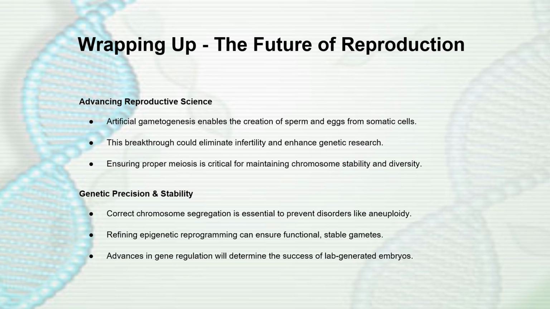In conclusion, artificial gametogenesis represents a huge step forward in reproductive medicine and genetic science. It could eliminate infertility, expand family-building options, and enhance our understanding of early development. But to ensure safety and effectiveness, scientists must master meiosis, control chromosome segregation, and refine epigenetic reprogramming. Only then can we create functional, stable, and healthy gametes from stem cells.